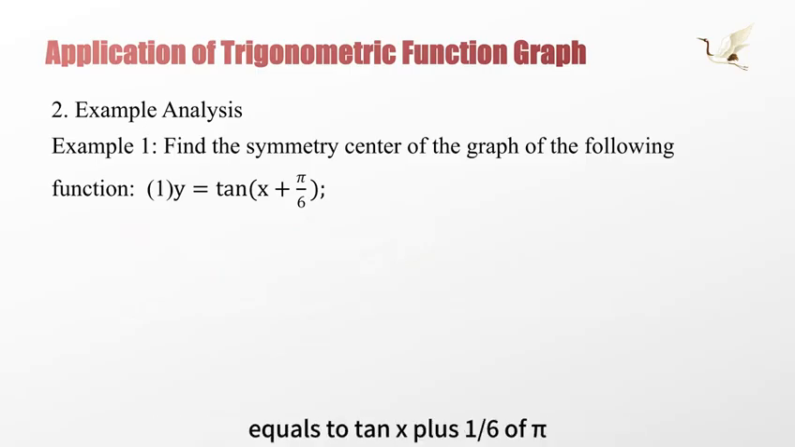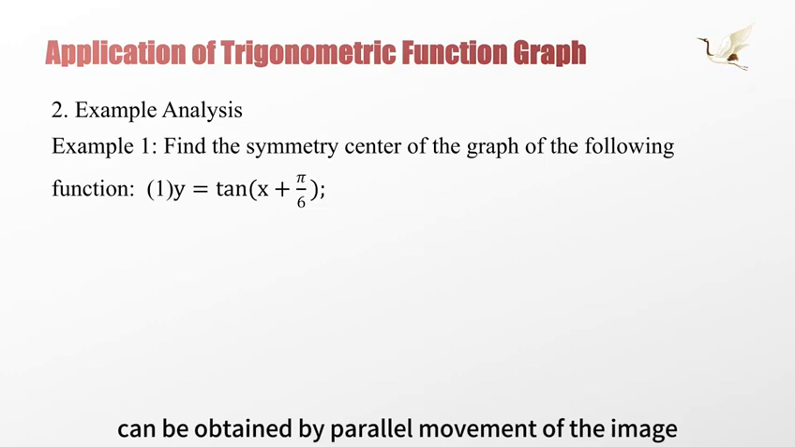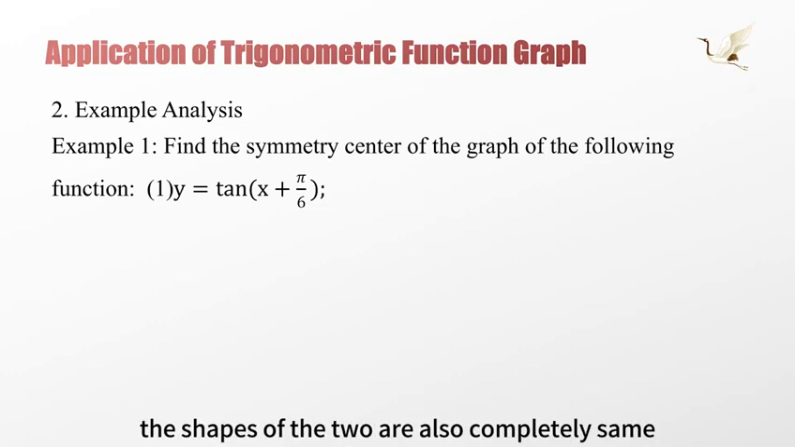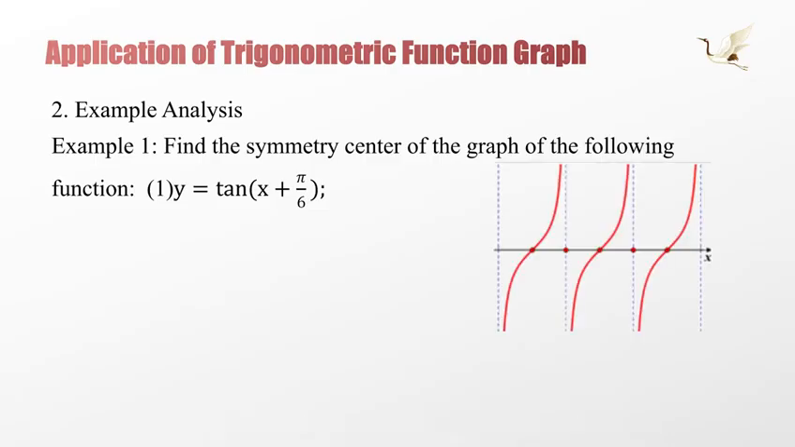y equals tangent x plus 1/6 of pi. The image with y equal to tangent x plus 1/6 of pi can be obtained by parallel movement of the image with y equal to tangent x. The shapes of the two are also completely the same, as shown in the figure.